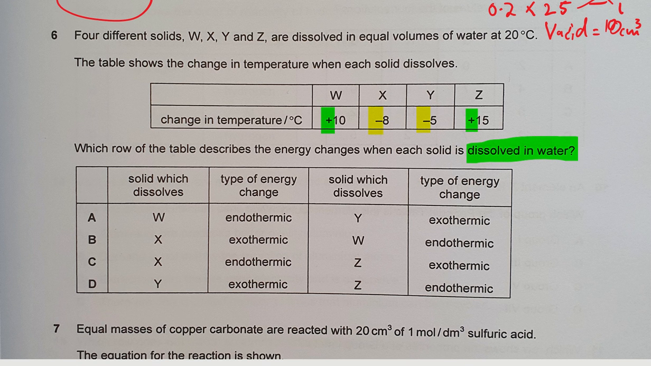The first thing you need to understand is that when there is a change in temperature, if the temperature of the surroundings increases, that means this is an exothermic reaction, because energy is given out to the surroundings. If the temperature of the surroundings decreases, which is shown by a negative change in temperature, that means there is an endothermic reaction. So let's take a look. For W, there is an increase in the change in temperature, so it should be an exothermic reaction. So this is actually wrong. So A is wrong.